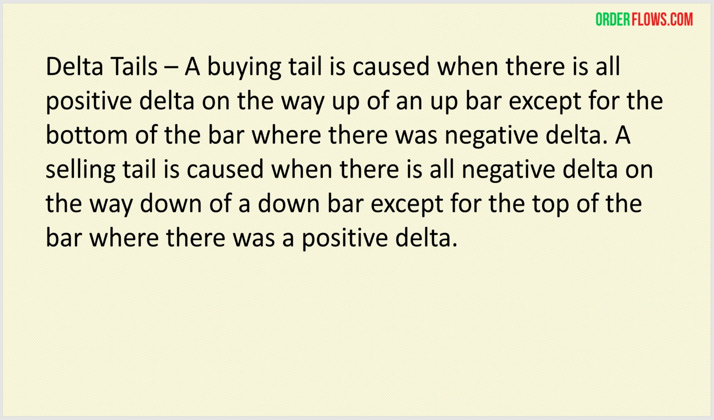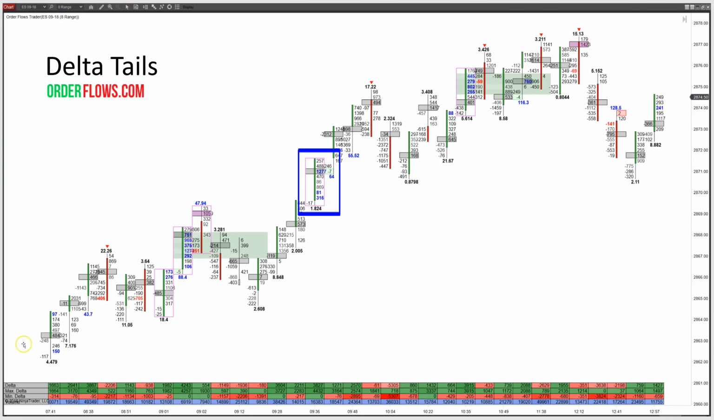So let's start by looking at buys. A buying tail occurs when there's all positive delta on the way up of a bar, except for the bottom of the bar where there was negative selling. So maybe early in the bar exhibited more negative selling. Then the market snapped back and rallied, all positive buying on the way back up. Now a selling tail is the opposite, right? When you have all negative delta in the bar, but at the very top price level there was positive delta.